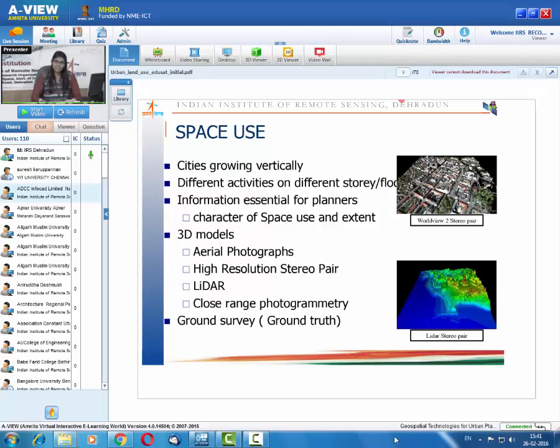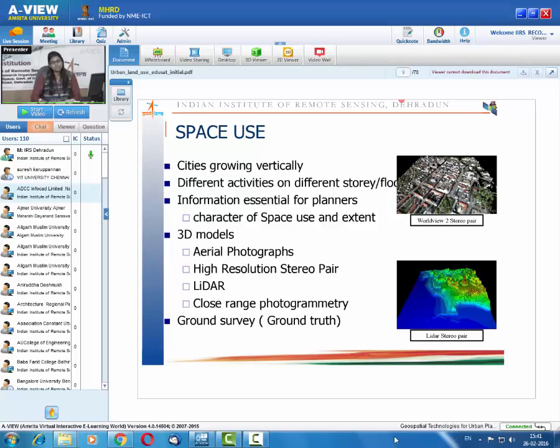Then we have LiDAR data, light detection and ranging data. This is point cloud data, high density point cloud data, which will help us in extracting the vertical dimension of any footprint. It can be building footprints if we are interested in urban areas, or a tree footprint and the density of the tree, the canopy of the tree, anything for that matter, where the three-dimensional structure of the area is associated.